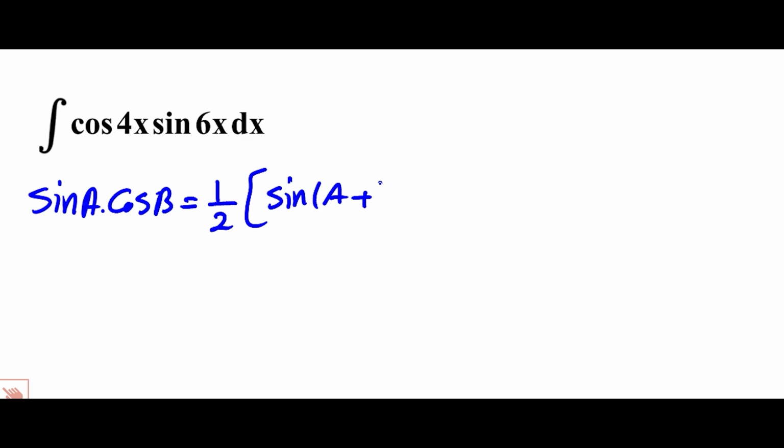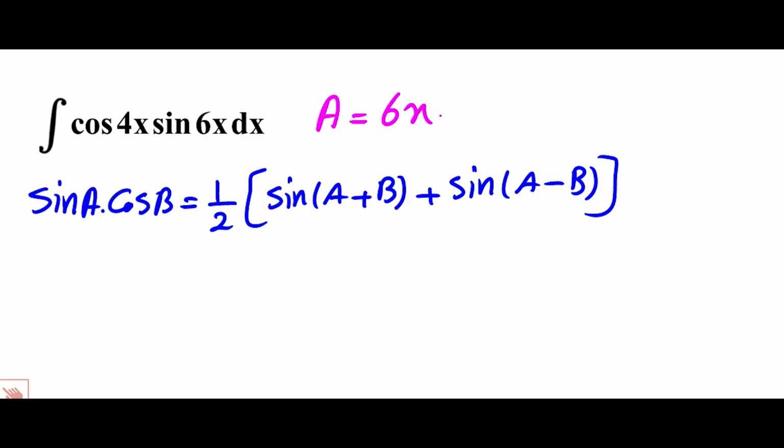Number 4. The integral of cosine of 4x times sine of 6x dx. For our fourth example, we have cosine of 4x times sine of 6x. Even though cosine comes first, we use the same formula. Using the formula, sine of a times cosine of b equals 1/2 sine of a plus b plus sine of a minus b, right? So a equals 6x and b equals 4x.